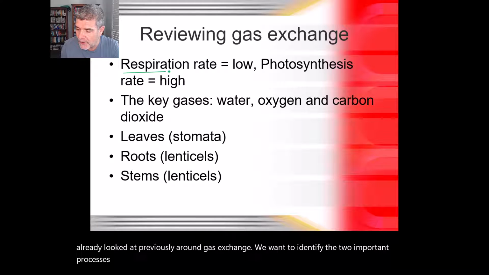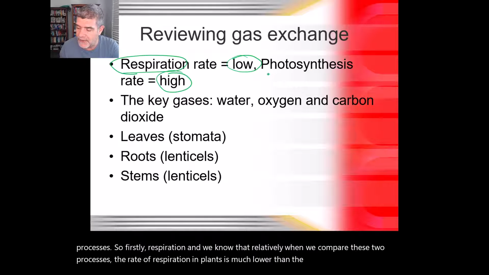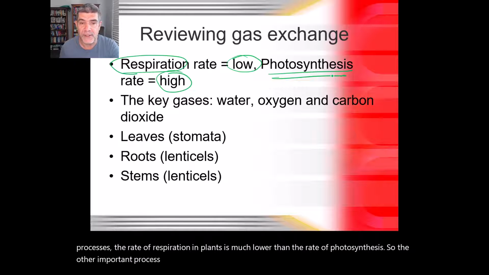So firstly, respiration. When we compare these two processes, the rate of respiration in plants is much lower than the rate of photosynthesis. The other important process that involves gases is photosynthesis, and the rate in plants is very high.